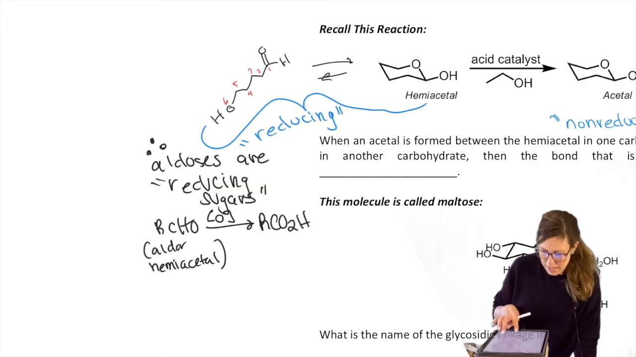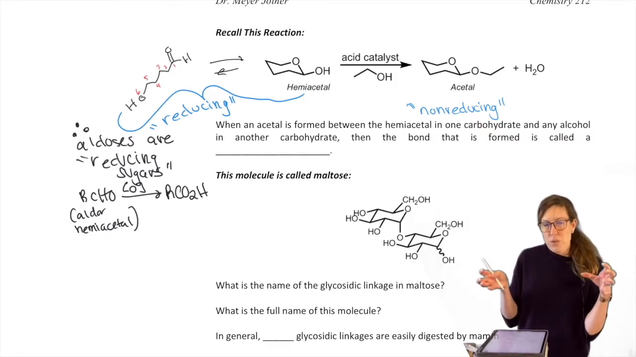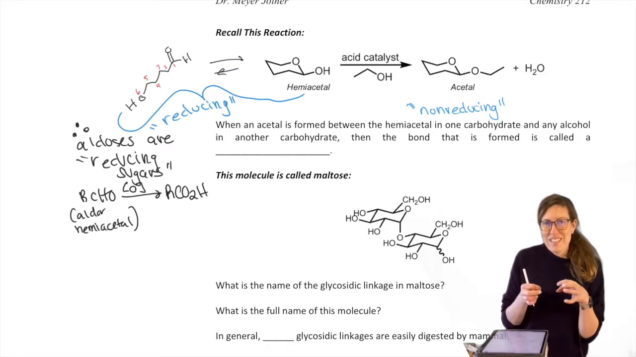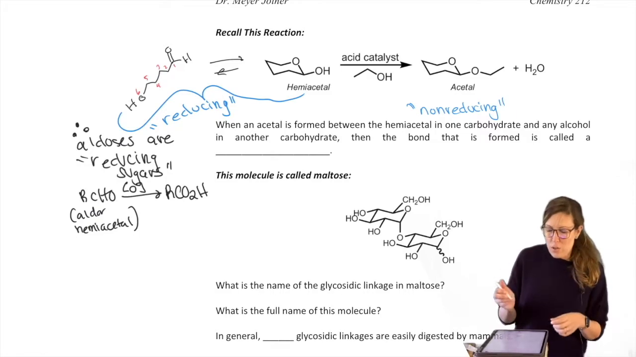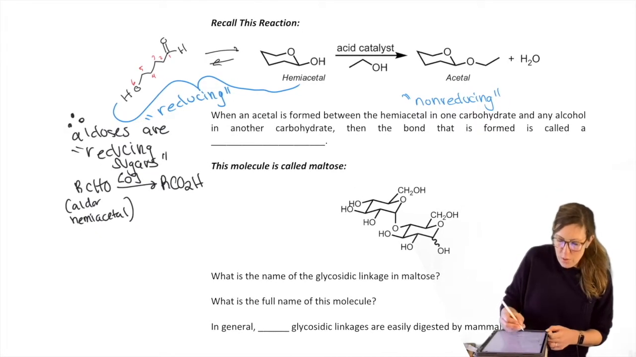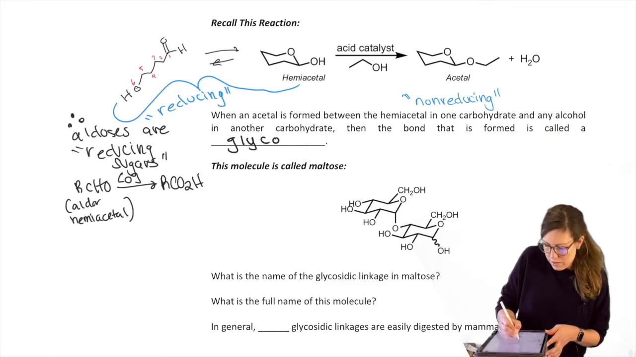Something else to point out is because it is such an important bond when two sugars come together to make an acetal, we have a name for that bond. It's called a glycosidic linkage, because you're going from a monosaccharide to a disaccharide. So it's a significant glycosidic linkage.